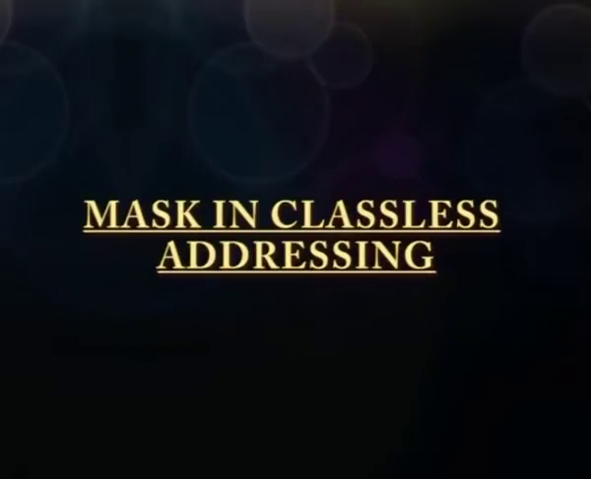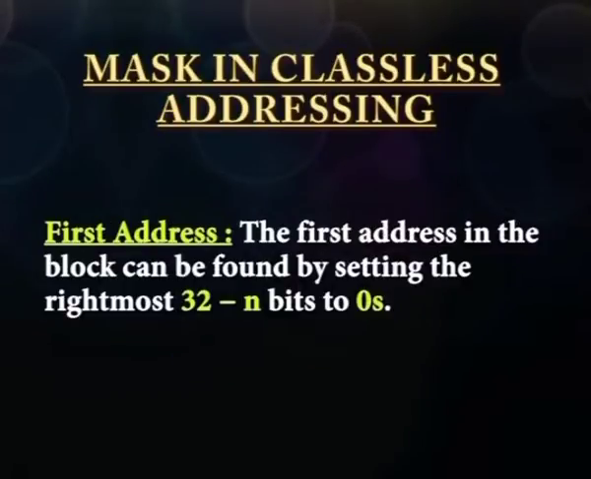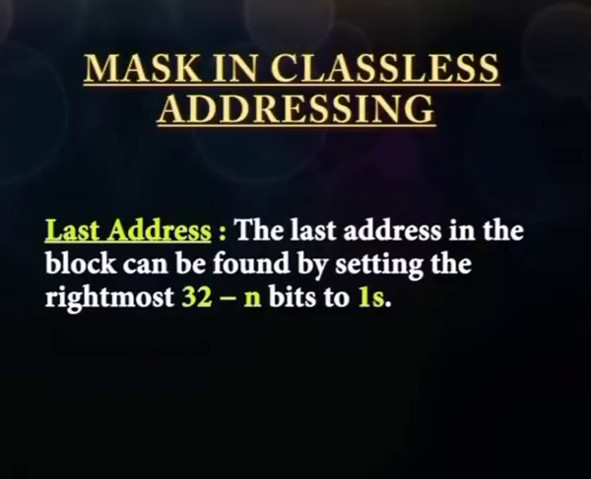Mask in classless addressing. In classless addressing, a mask is a 32-bit number in which the n leftmost bits are ones and the 32 minus n rightmost bits are zeros. We can say that in IP addressing, a block of addresses can be defined as x.y.z.t/n, in which x, y, z, t define one of the addresses and the /n defines the mask. First address. The first address in the block can be found by setting the rightmost 32 minus n bits to zeros.